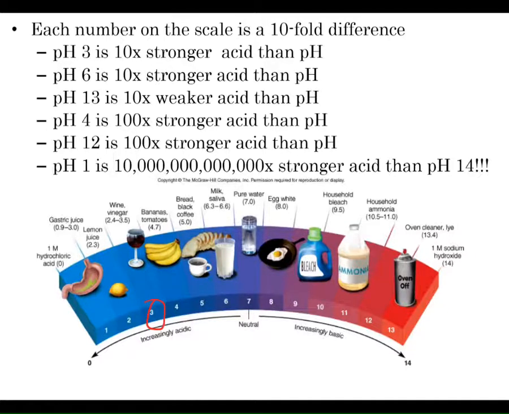I should see 21 pencils moving right now. Okay. So 4. Let's do the next one. pH 6 is a 10 times stronger acid than pH 7. I heard it. Good.